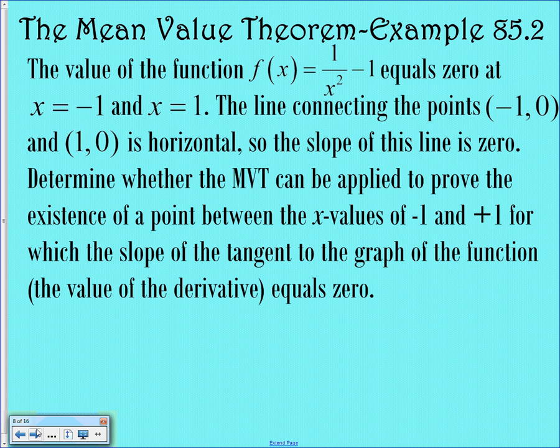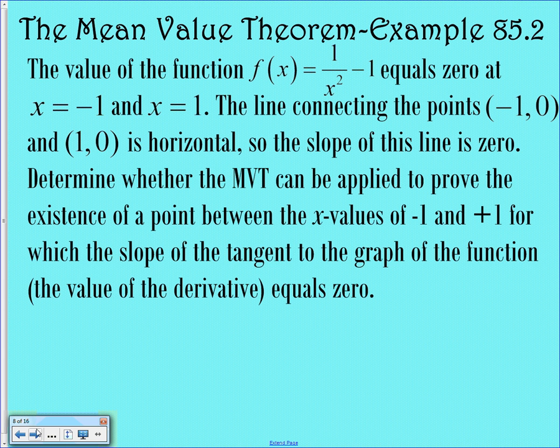The value of the function f of x equals 1 over x squared minus 1 equals 0 at x equals -1 and x equals 1. And the line connecting the points is horizontal, so the slope of this line is 0. Determine whether the MVT can be applied to prove the existence of a point between the x values of -1 and 1 for which the slope of the tangent to the graph of the function equals 0.